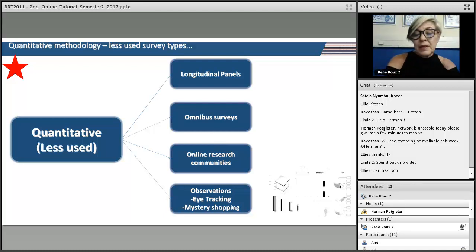Online research communities, we've discussed it, and then observations, where mystery shopper is a perfect example also of observation, where you go in and you do some shopping and you observe how the staff react and how they treat you. And then also eye tracking, for instance, looking at people's eyes as they watch an ad or they search online, where they go, etc.